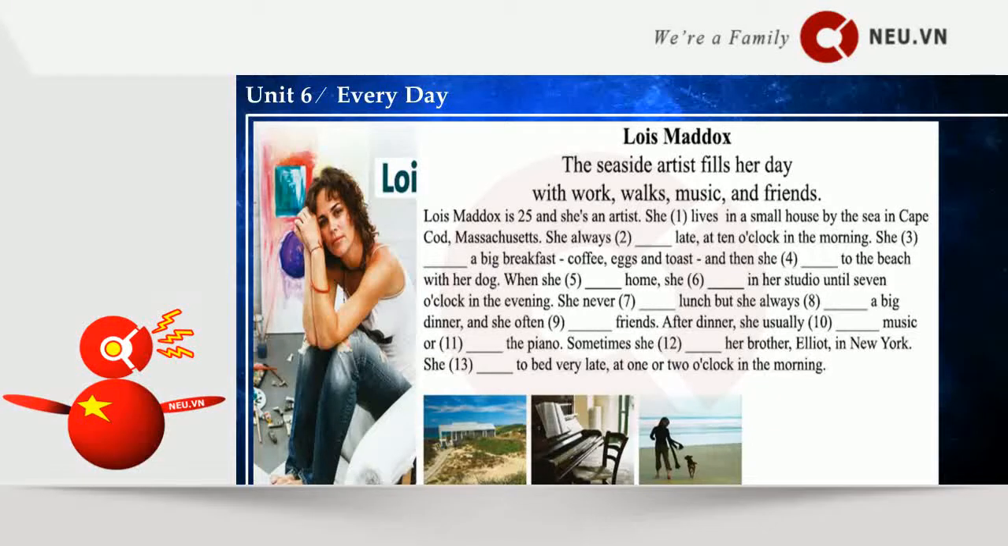She has a big breakfast, coffee, eggs and toast, and then she goes to the beach with her dog. When she gets home, she works in her studio until 7 o'clock in the evening. She never eats lunch, but she always cooks a big dinner and she often invites friends. After dinner, she usually listens to music or plays the piano. Sometimes she phones her brother, Elliot, in New York. She goes to bed very late, at 1 or 2 o'clock in the morning.